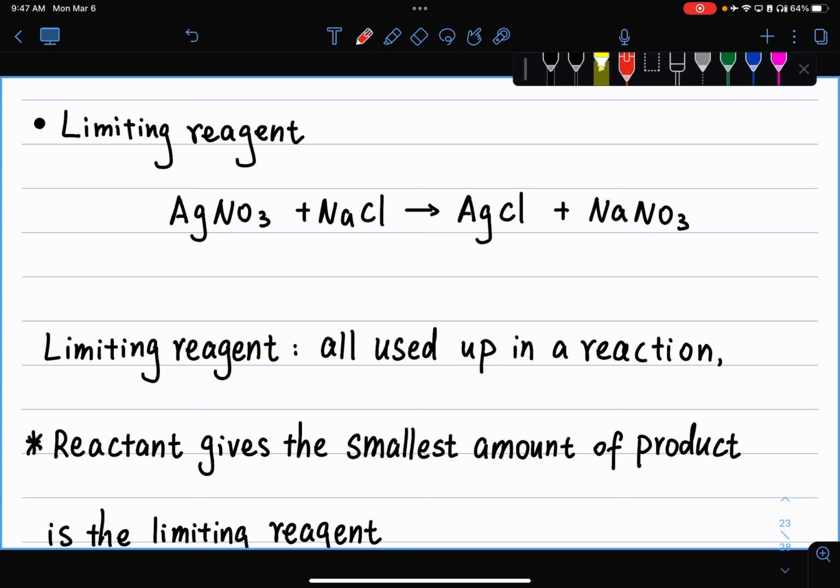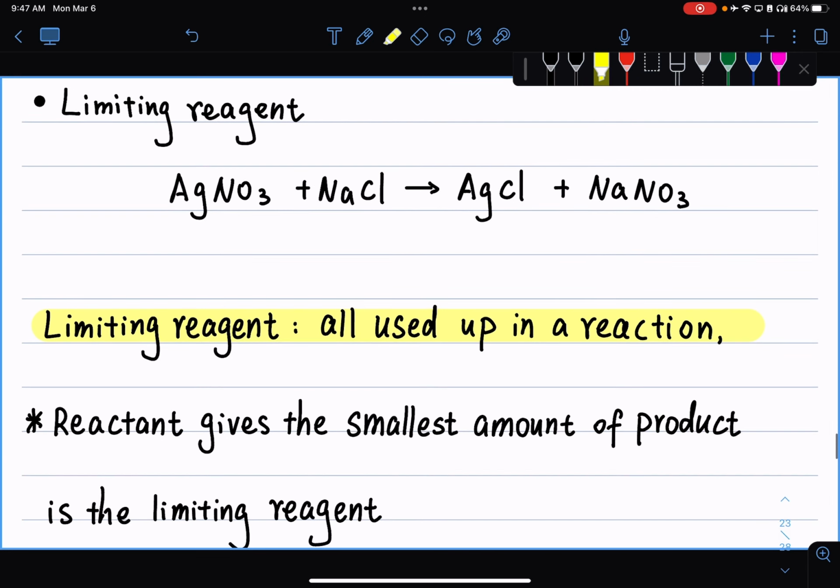Before we conclude for today, the 2 concepts I want to talk about are the limiting reagent and the yield of a reaction. When we're talking about the limiting reagent, by definition, it is all used up in a reaction. Or in a more scientific way, the definition of a limiting reagent is a reactant that gives the smallest amount of the product. All right, so we're talking about a reactant that gives you the smallest amount of the product, which means that reactant is used all up in a chemical reaction. So that's called a limiting reagent.